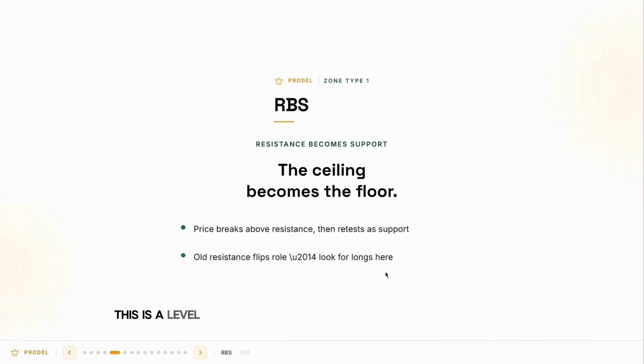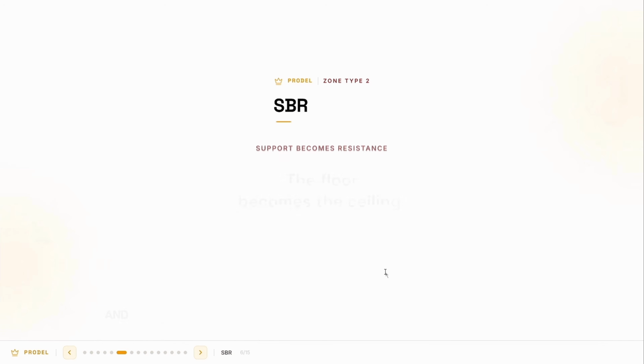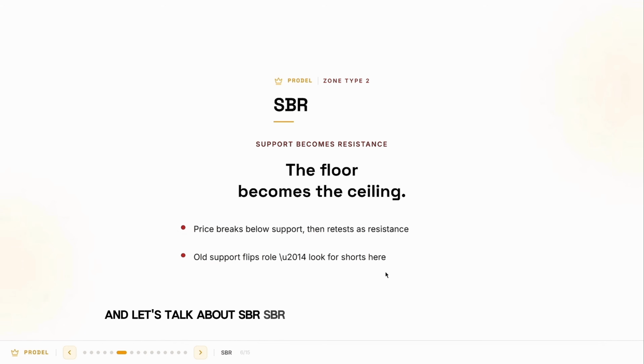RBS, resistance becomes support, is a level where price previously struggled to break through. It was a ceiling. Once price finally breaks above it, that same level flips and becomes a floor. When price pulls back to that level, it becomes a high probability zone. And let's talk about SBR. SBR stands for support becomes resistance, the opposite of RBS. It is a level that held price up multiple times, then breaks down. When price rallies back up to that level, it now acts as resistance.